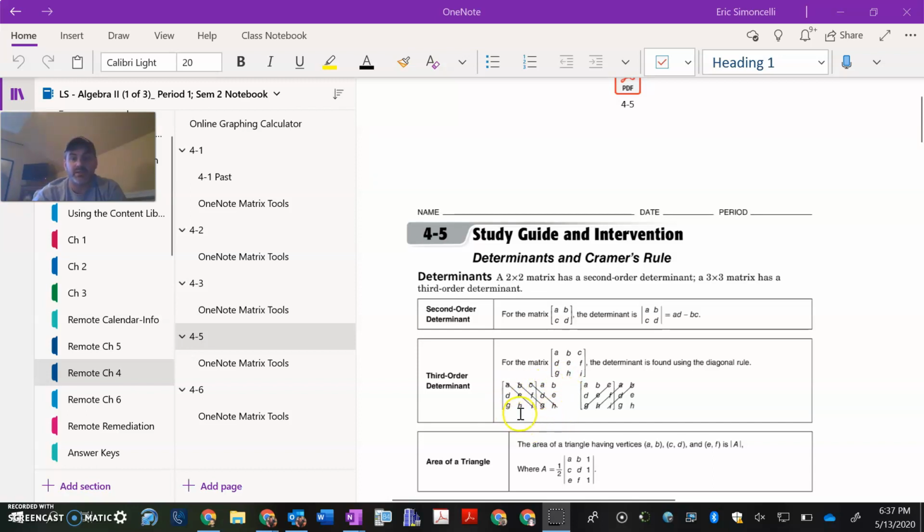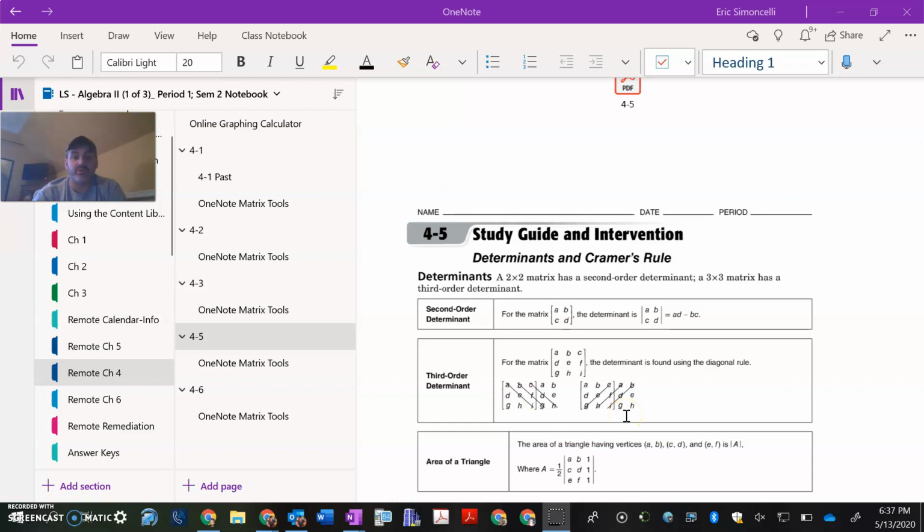That entire quantity, put it in parentheses when you're doing it, but subtract then, so minus, and then you'll go in the upward kind of manner with these diagonals. So again, minus G times E times C plus H times F times A plus I times D times B. That will lend then itself to a singular value, just like a second order determinant. A third order determinant will be just a single number. And we'll talk about maybe applications of these in a little bit.